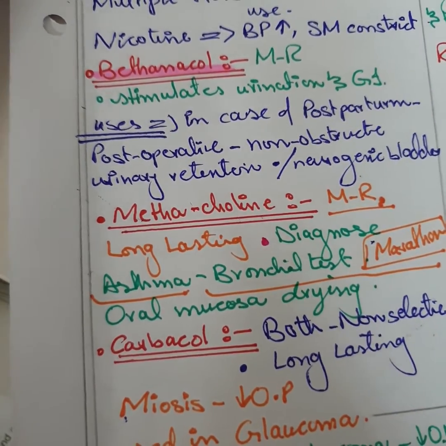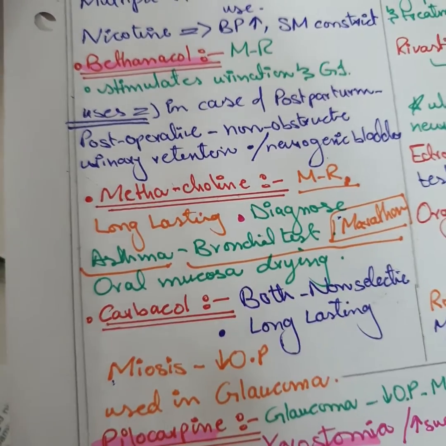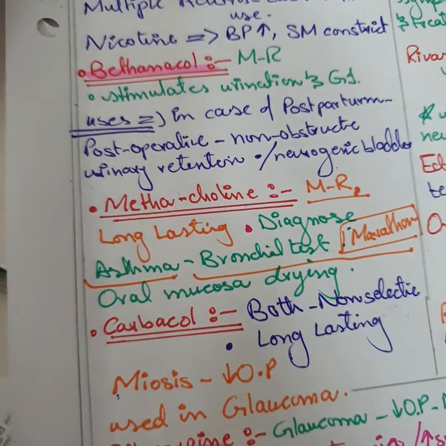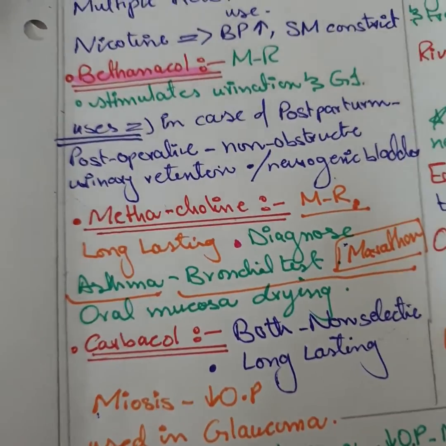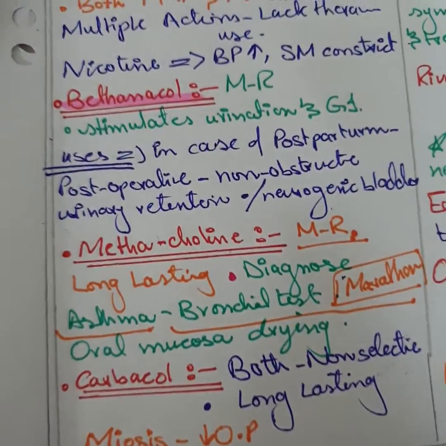For methacholine, you can imagine a marathon race, a person running there. They get short of breath, their oral mucosa dries up, and they need something for the asthma attack. So in this way you can remember methacholine from the marathon.